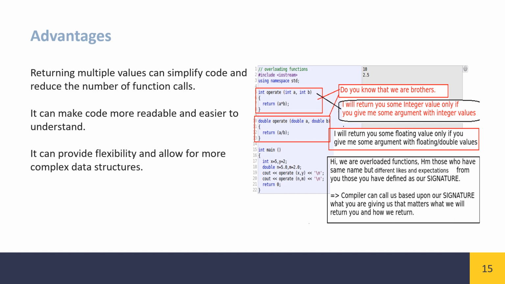Advantages. Returning multiple values can simplify code and reduce the number of function calls. It can make code more readable and easier to understand. It can provide flexibility and allow for more complex data structures. And here is the example and its explanation.